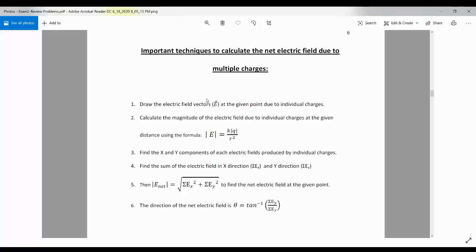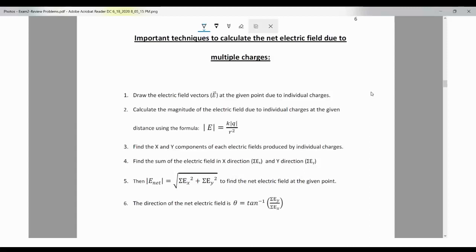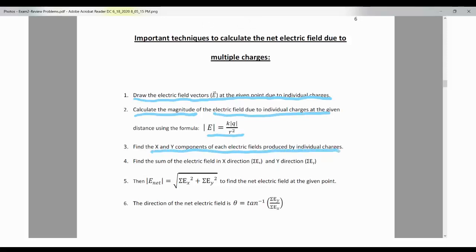Here are the important techniques, or recipe, to solve for the electric field due to a point charge or system of charges at a given point. So this is how you solve the electric field problem. First, for the given problem, you must draw the free body diagram. You must draw the electric field due to individual charges. Then calculate the magnitude of the electric field due to individual charges just by using this formula. And then find the x and y components of the electric field produced by the individual charges, right?